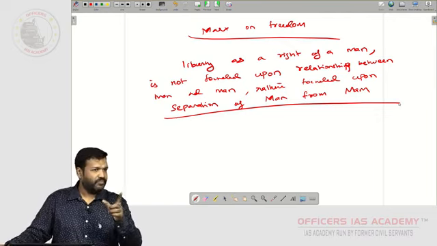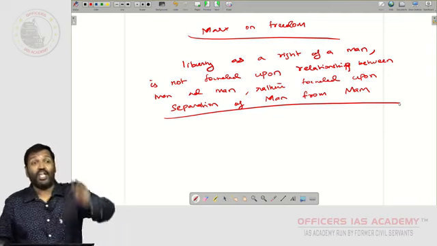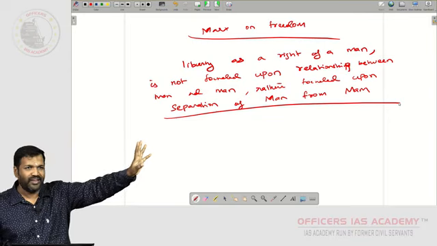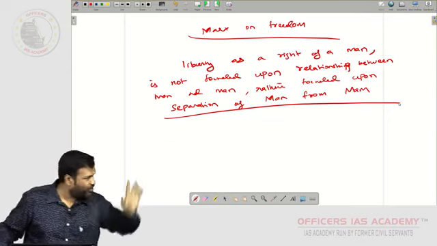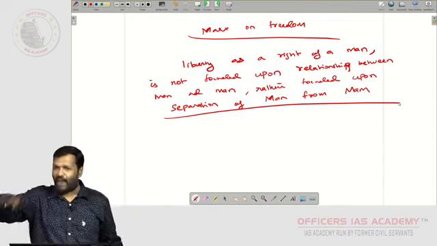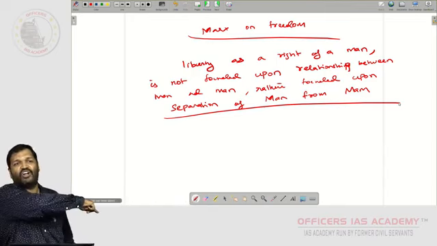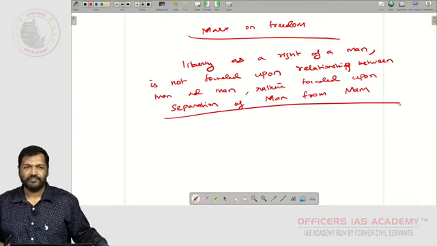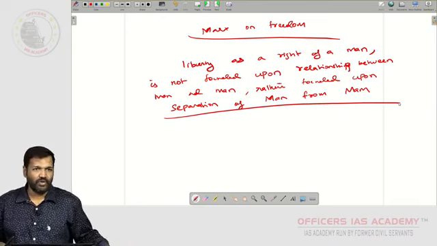You understood? So this meaning of liberty is only true in the capitalist society, not in the socialist society, not in the communist society, not in the feudal society. He is speaking only about the capitalist society. So in a capitalist society, this is what liberty is all about. It separates you from the other human being. You understood? So always be very clear.